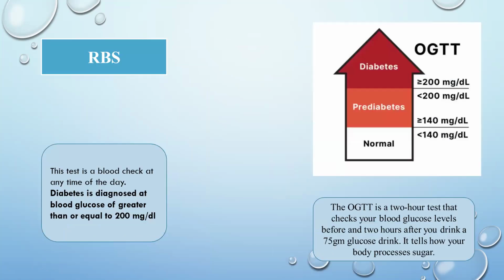The random blood sugar test is a blood check at any time of the day, and diabetes is diagnosed at a blood sugar of greater than or equal to 200 mg per dl.